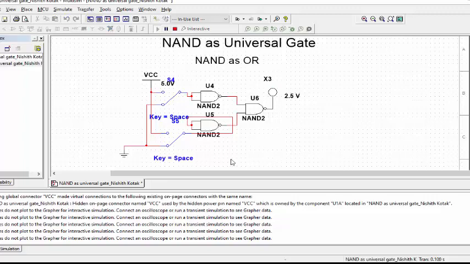I am running the circuit and here both of my switches are connected to ground, that is I am applying logically low on both the inputs and thereby my probe indication is logically 0, that is logically low. Whenever I connect either of the switches with VCC, that is logically high, my probe would turn on. This is the same functionality as OR gate.